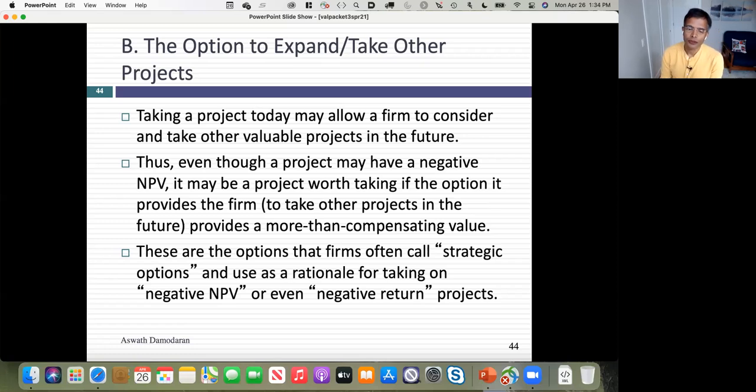Talk about the option to expand and why it's so exciting to people. An option to expand, it's not one project, but two projects. The first project has a negative net present value. You know it going in that you're going to lose money. You're saying, why would I do it? Because if you take the first project, it gives you the right to take a second project, which could be incredibly lucrative. Why? Because you're entering a big market. It's China, it's artificial intelligence, it's electric cars. It's a second project. That's the option.